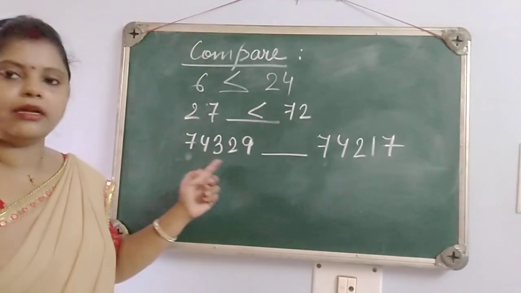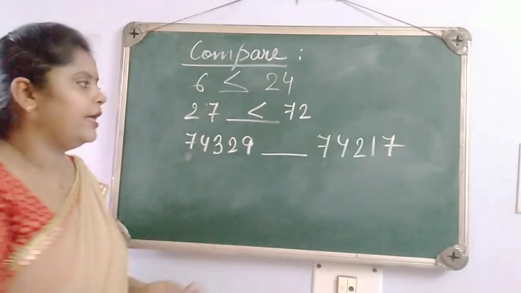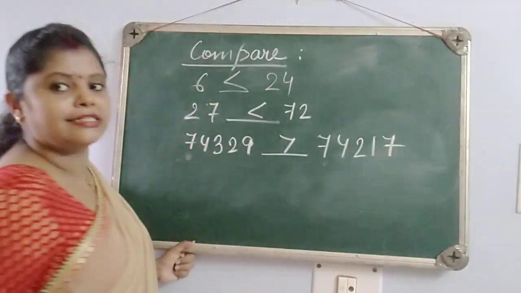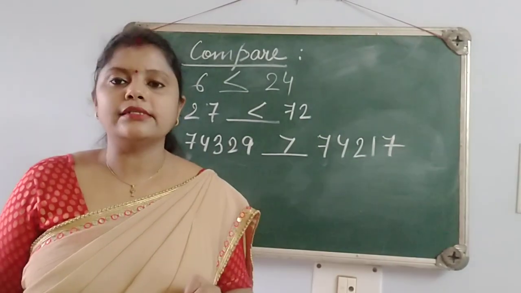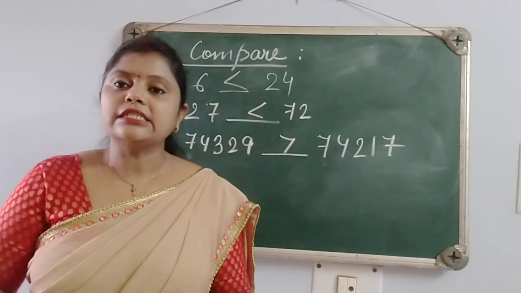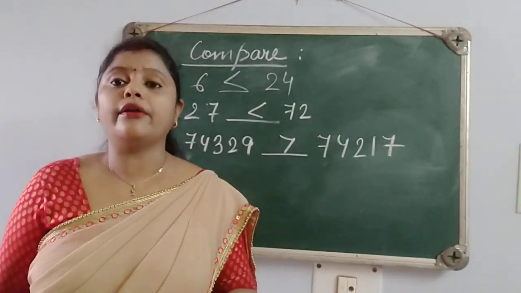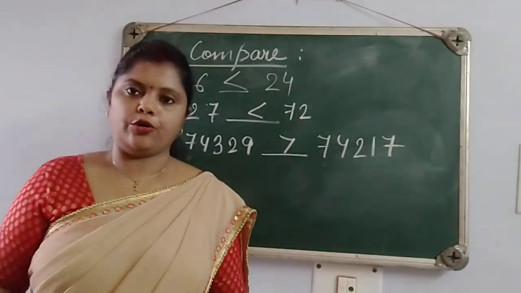Now let's see what the number is. It is 74,329, which is greater than 74,217. So this way you can do the comparison of two given numbers. Now this will also help us when we have to arrange the numbers in ascending order or descending order.